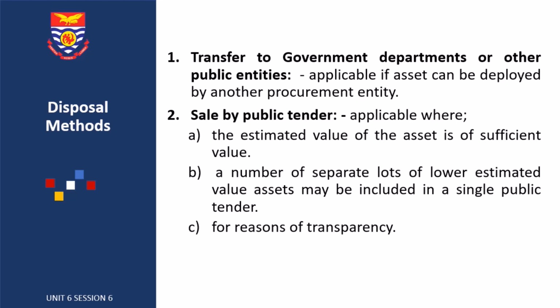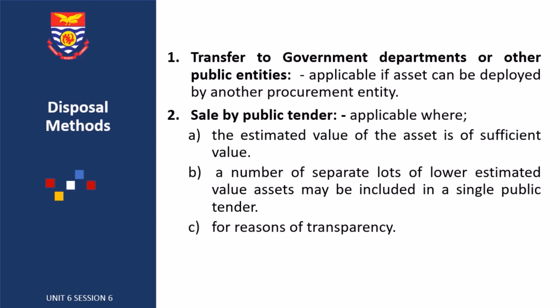So we can then consider some of the disposal methods in the public sector. The very first one is the transfer to government departments or other public entities. This one mostly occurs when the asset is not damaged to the extent that it cannot be used. Mostly, assets which are surplus to need in a particular entity may be needed in another entity. So such assets are transferred to these other public entities to be used. Also, assets which may be obsolete in some department or agency may be needed in other agencies. So in such situations, they transfer these assets to these other entities. So we are saying it is applicable if assets can be deployed by another procurement entity.